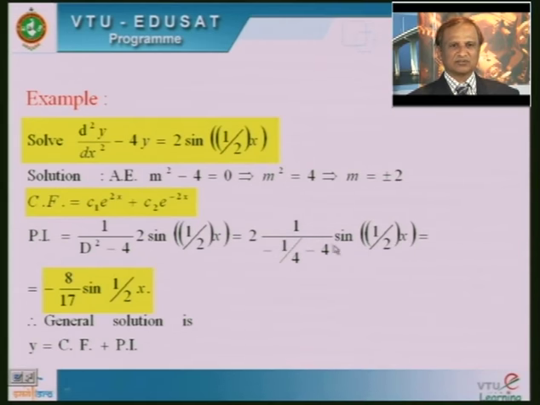So this is equal to, I want to simplify, take the LCM and simplify. I hope we can obtain minus 8 by 17 into sine of 1 by 2 times x. Is it clear? This is the particular integral of the given differential equation. Now we are able to write down the general solution of the given equation as usual, right? Complementary function plus particular integral, right? We must write the general solution after calculating the particular integral.